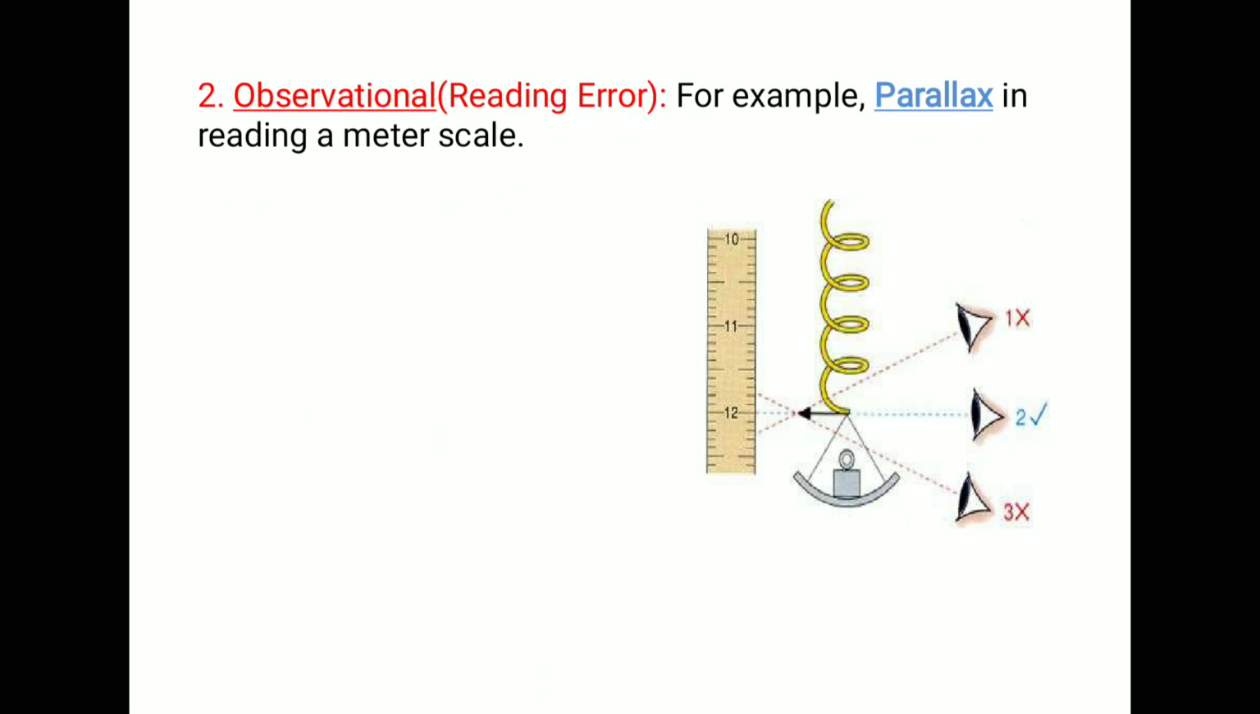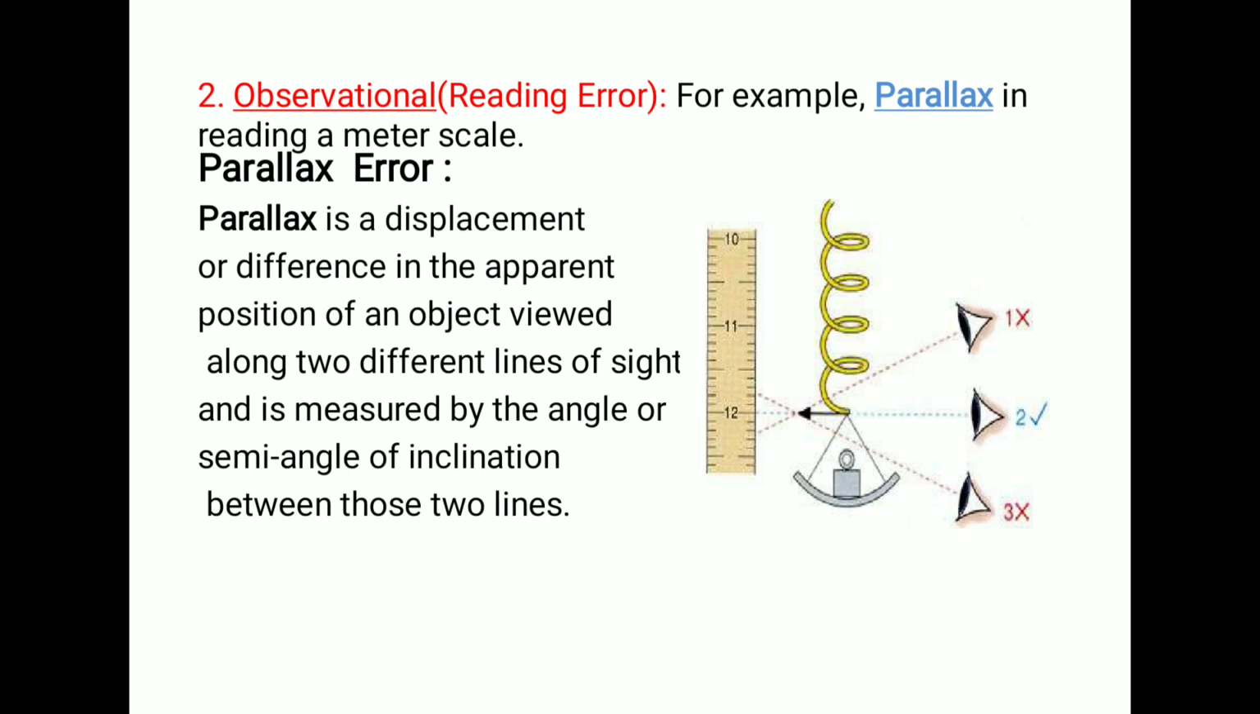Next type, observational or reading error. For example, parallax in reading a meter scale. It is sometimes also called parallax error. Parallax is the displacement or difference in the apparent position of an object viewed along two different lines of sight, and is measured by the angle or semi-angle of inclination between those two lines.